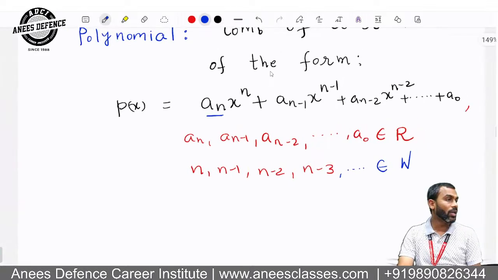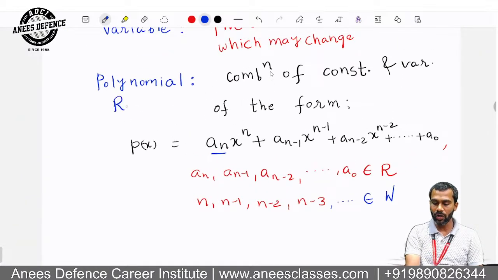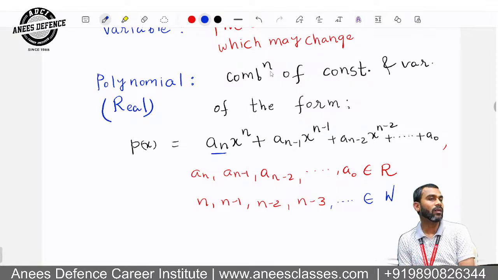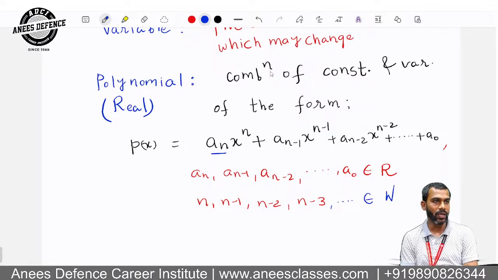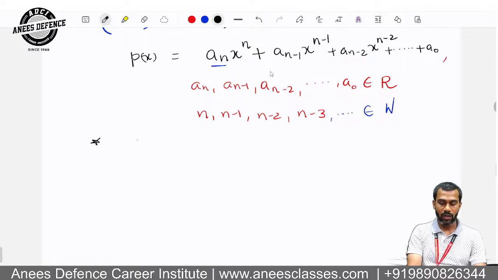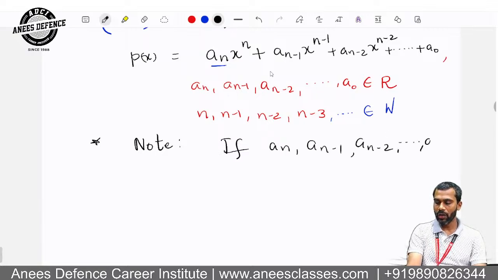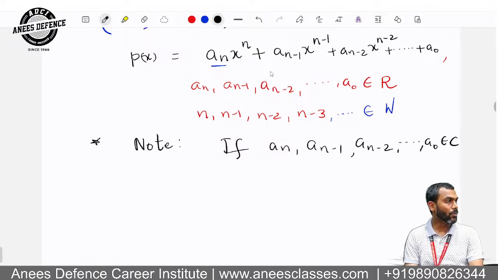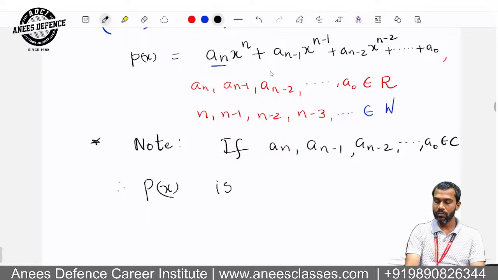And we are talking about, by default, real polynomials. Polynomial means what we are talking about, real polynomial. Is there any doubt? Yes or no? Where coefficients are real numbers. If coefficients are complex numbers, then we can say complex polynomial. Just write down one note. If a n, a n minus 1, a n minus 2, and so on, a naught belong to C, meaning complex numbers, then p of x is a complex polynomial. Is there any doubt?